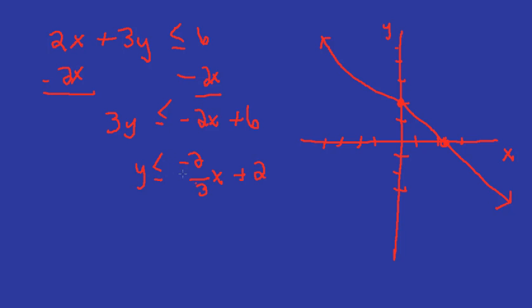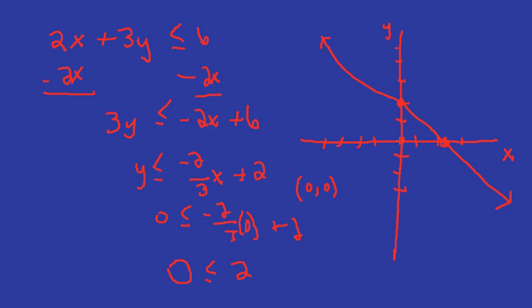Okay? What does this mean? Which solutions or which ordered pairs will make this true? Well, what you can do is use some test points. Let's test any ordered pair. Let's say I'm going to test this point here. This is the ordered pair 0, 0. If I plug 0, 0 into this inequality, is it true? Let's try it. 0 is less than or equal to negative 2 thirds times 0 plus 2. So I'm saying, is 0 less than or equal to 2? Is 0 smaller than or equal to 2? The answer to that is yes, it is.